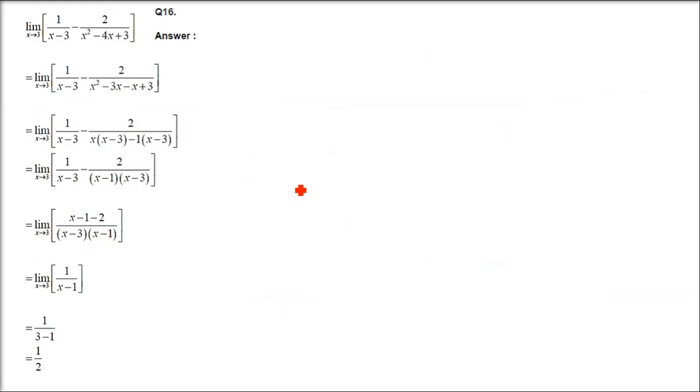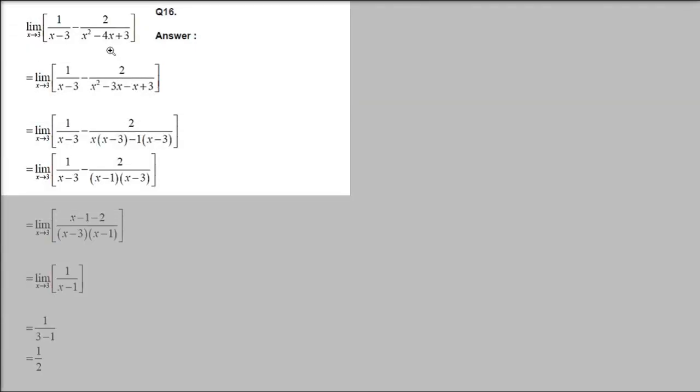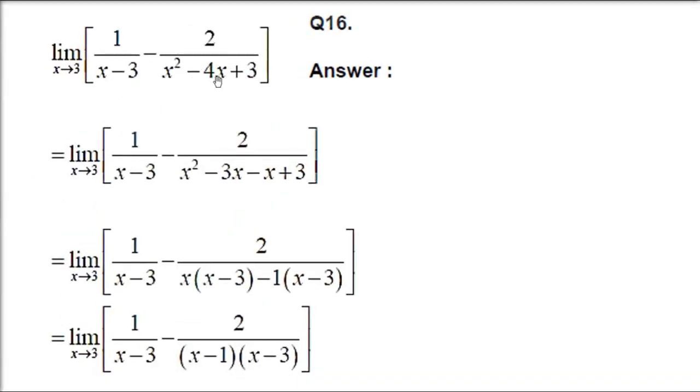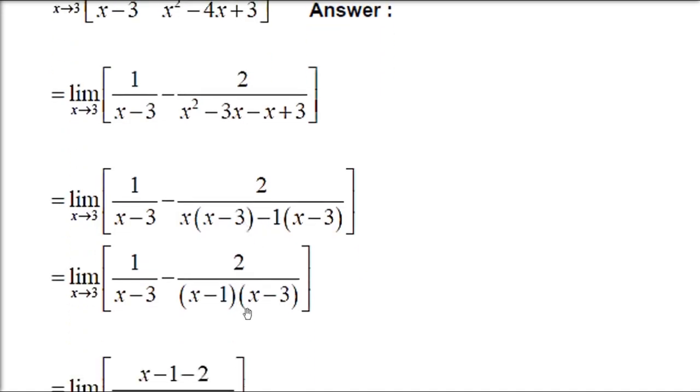Question number 16. We have the limit as x tends to 3, so x minus 3 has to be a factor. 1 by x minus 3 minus 2 by x square minus 4x plus 3. I can see very clearly that x square minus 4x plus 3 is going to give you x minus 3. So just factorize these two. You have x square minus 3x minus x plus 3. Take x common here, x minus 3. Take minus 1 common here, x minus 3. So x minus 3 you are going to get.